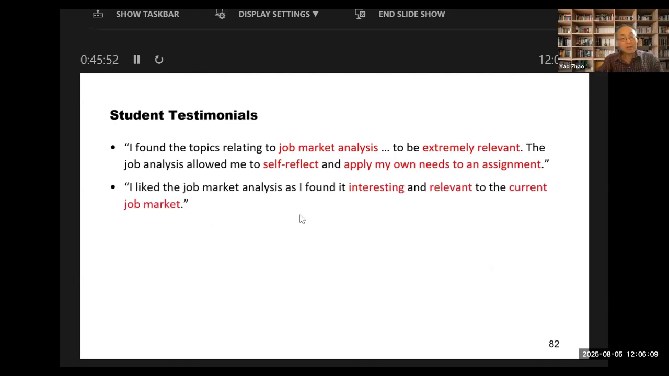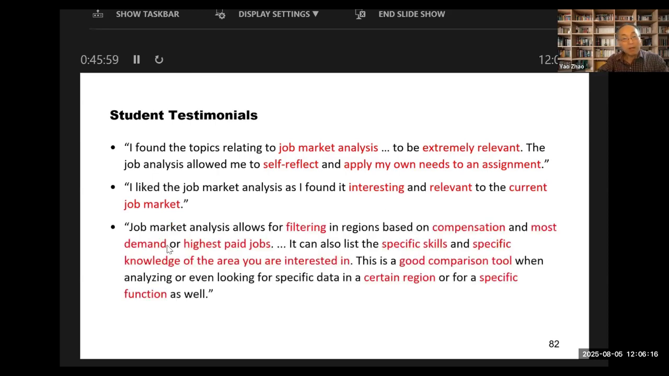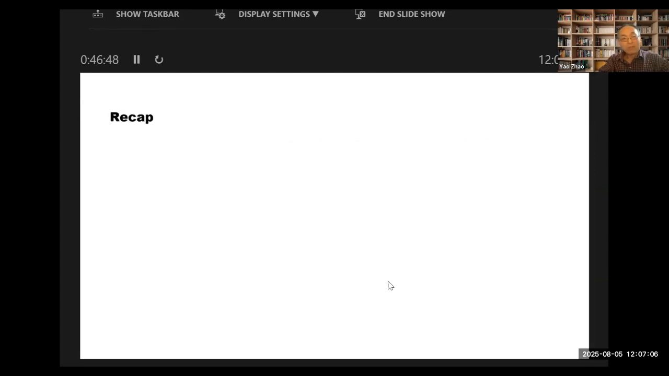I like the job market analysis, as I find it interesting and relevant to the current job market, because the data is most recent, and the job market analysis allows for filtering in regions based on compensations and the most demand or highest paid jobs. It also lists the special skills and specific knowledge of area you are interested in. So this is good comparison tool, when analyzing or even looking for specific data in a certain region or for specific functions as well.